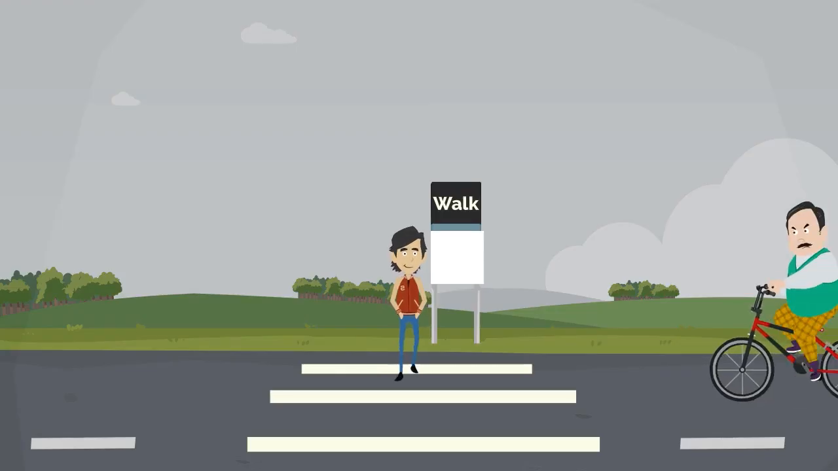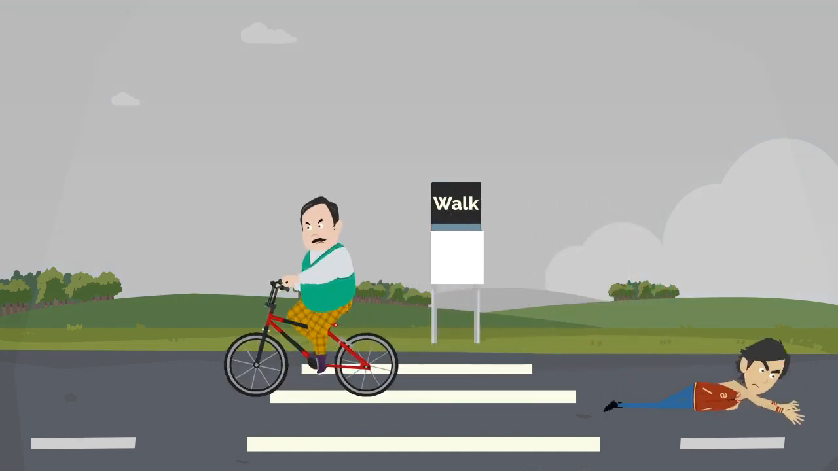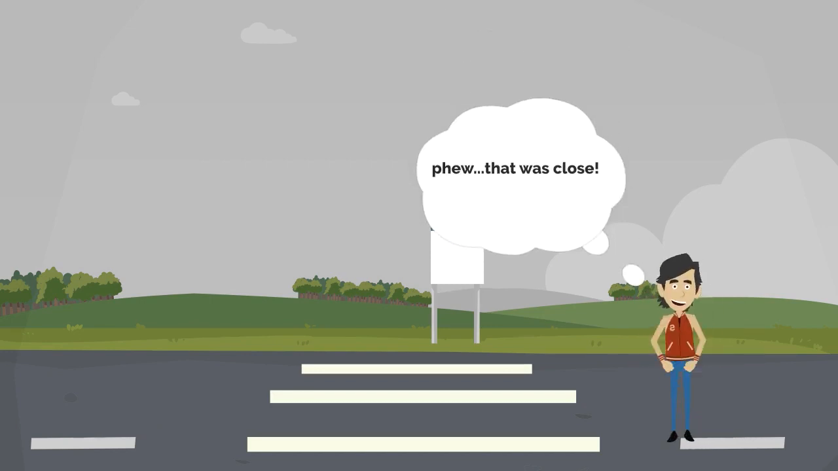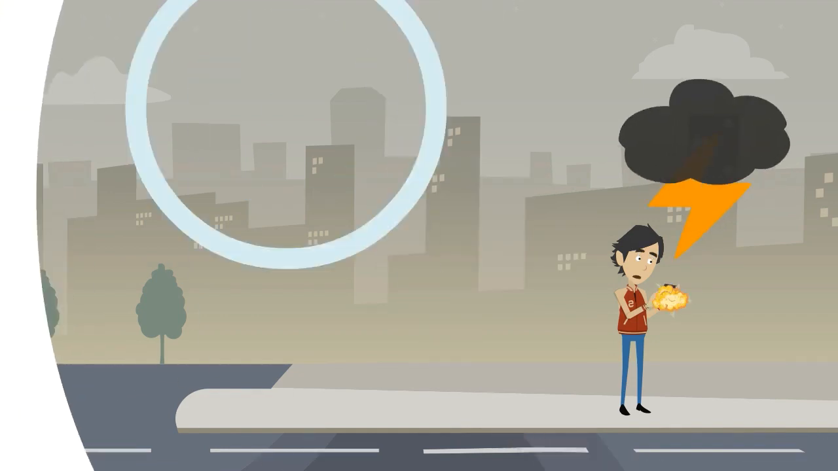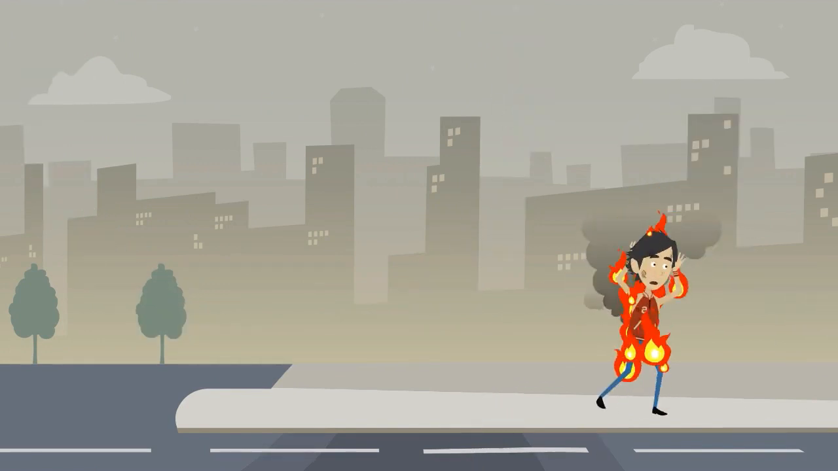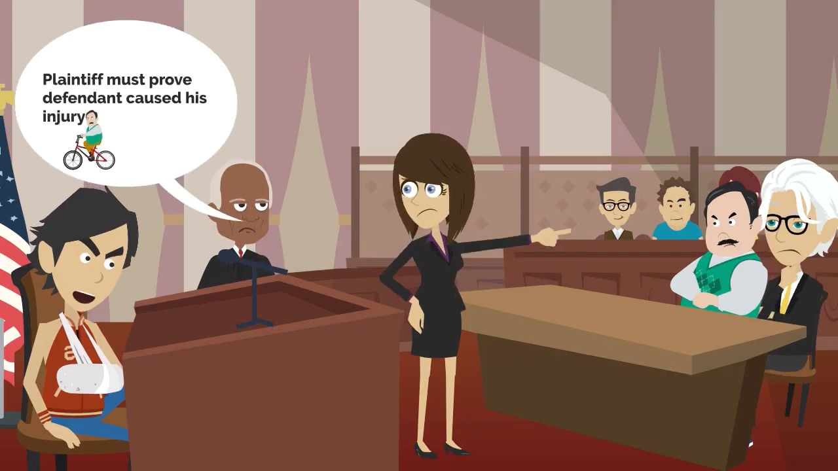But let's change the story, and we'll say Pete is crossing the crosswalk with a walk sign. Dudley rides through dangerously, but Pete jumps out of the way. And Pete is really happy because he's lucky to have not gotten hurt. Just as soon as he can, he calls his friend to tell her how lucky he was. But just as he is about to make the call, lightning strikes and hits the phone. The phone explodes and Pete is injured. So now, if Pete sues Dudley, can he prevail?